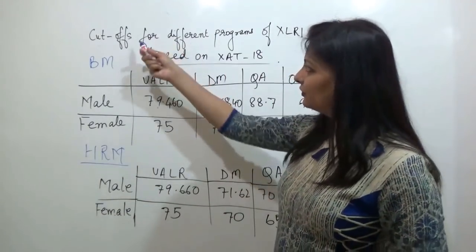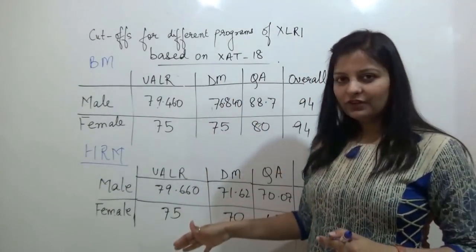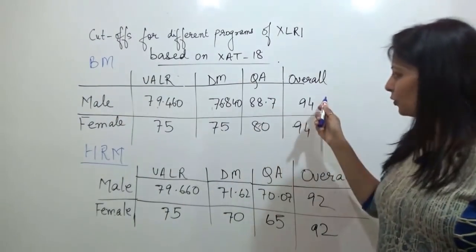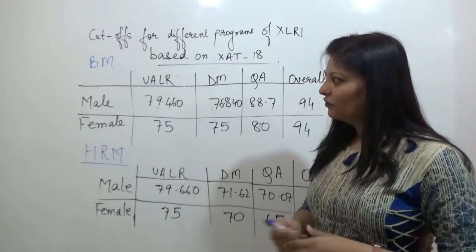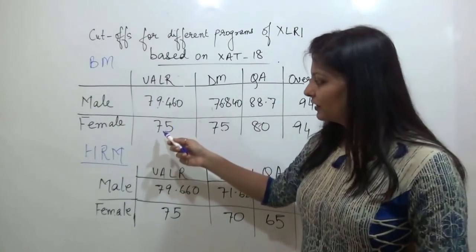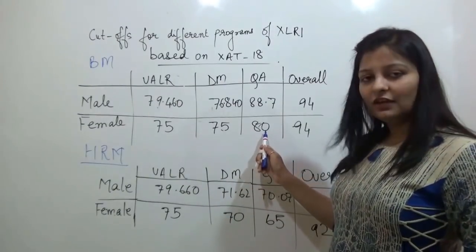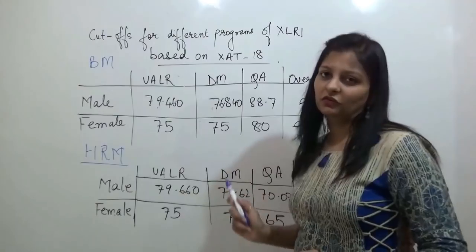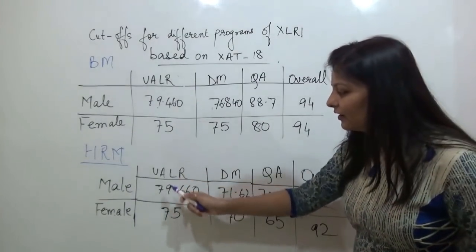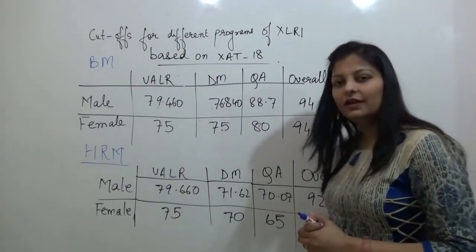Okay, now moving on to the cutoffs for different programs of XLRI based on XAT 2018. So why am I particularly dealing with this? Because you can see there is a slight difference when it comes to male and female candidates. So overall for BM, XLRI BM, the cutoff overall for both male and female was the same, 94. But individually, girls had some leverage when it came to VA and also to quant. So the cutoff for girls in VA was 75, whereas for male candidates it was 79. In quant also the cutoff for female candidates was 80, whereas for male candidates was 88. There was not much of a difference when it comes to decision making. Similarly, for HRM, the overall cutoff for both male and female candidates was 92, but for VALR, for females, the cutoff was 75, males it was 79, and for QA, females was 65 and males was 70.